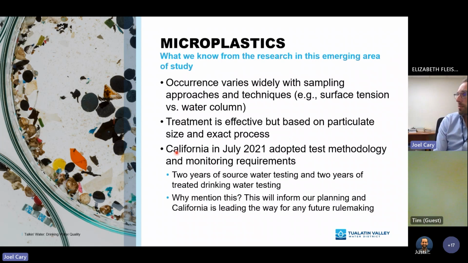That means we'll be getting some preliminary results, or California's Water Resource Control Board will, in 2024. Why do I mention all this? Well, this will heavily inform some of our planning as well. And given the fact that California is leading the way, that will definitely drive future rulemaking from a national or state perspective, as a neighbor to the north. So I just want to point out again that we are tracking and monitoring this stuff.